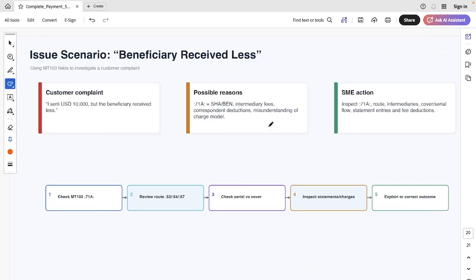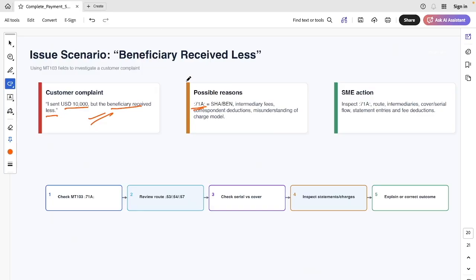Now let us apply this knowledge to a very common customer complaint. This is one of the most common payment complaints. For example, I sent USD 10,000, but the beneficiary received less. So when you hear this kind of complaint, do not immediately assume something went wrong. First, check the charge model. Is it shared or is it beneficiary?